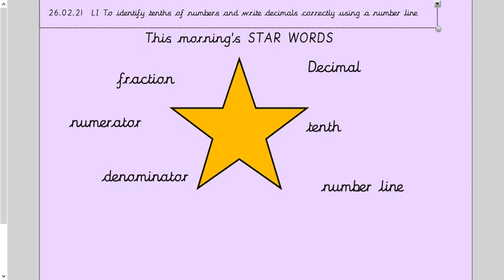we're going to carry on with what we've been doing on looking at tenths and writing decimals correctly using a number line. So, our star words are pretty much the same, we've just added a number line.